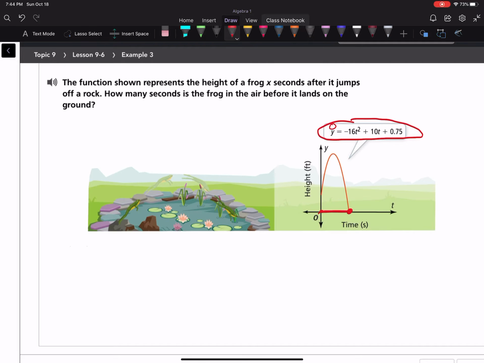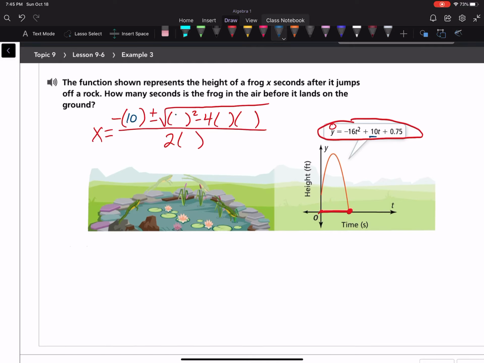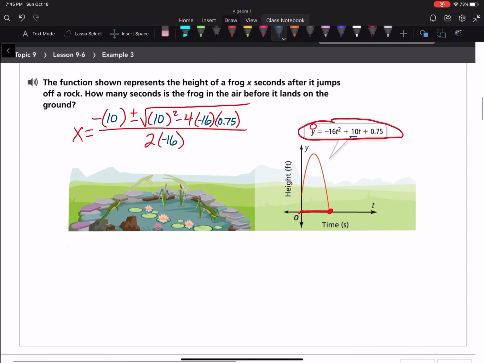So basically we're doing the same thing we've been doing. We're going to use the quadratic formula today though, okay? So putting all my parentheses, and then it's just a matter of plugging in. It's already in standard form, so that makes it pretty simple. So B would be 10, goes there and there. A is -16, goes there and there. And C is 0.75. And we simplify that.